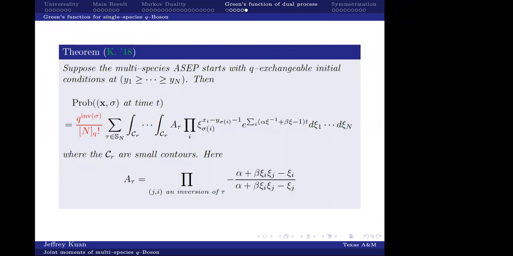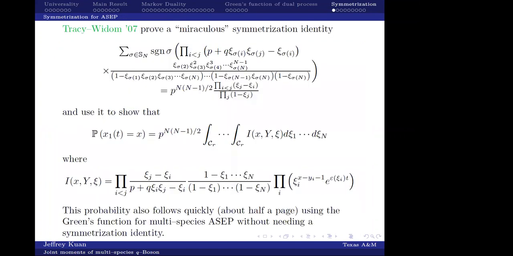Okay, so for the last few minutes, I'll say a little bit about the last step. So in Tracy and Widom's work, the most interesting part isn't actually the Green's function. It's this miraculous symmetrization identity. So you had this sum over permutations. But if you look at the probability distribution of the rightmost particle, it's just a single integral. And that's because the sum over the permutations, in their words, miraculously simplifies to this term here.